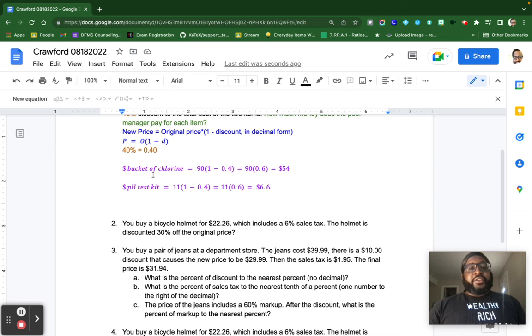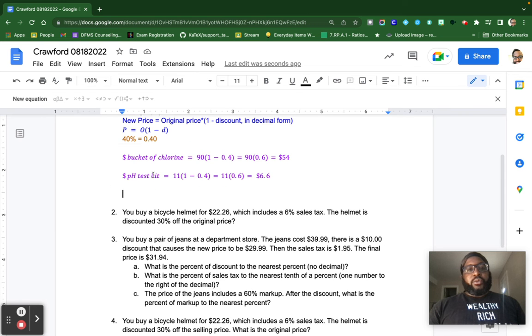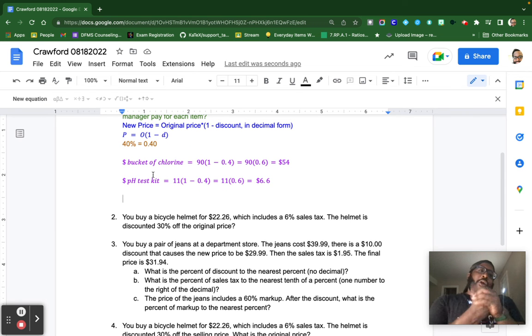What is so funny is as soon as I did what I had to do, I managed to change the colors. And I'm going to show you how to do that while doing this problem. So, number two, you buy a bicycle helmet for $22.26, which includes a 6% sales tax. The helmet is discounted 30% off the original price. What is the original price?